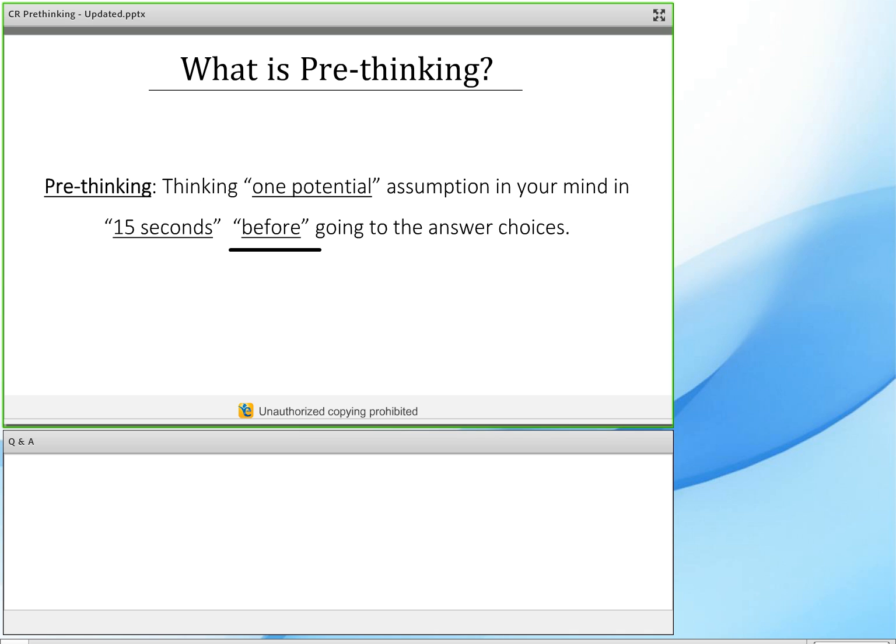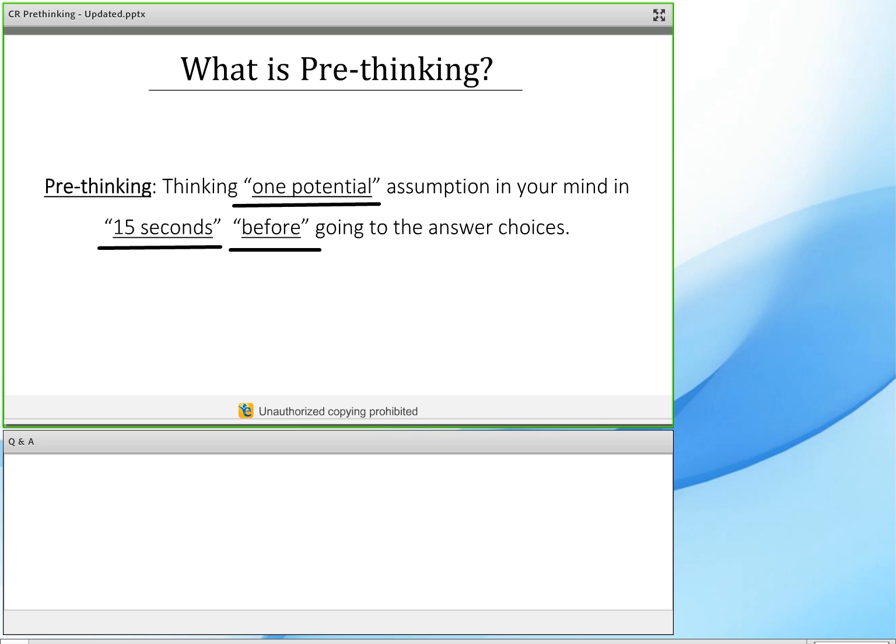throw pre-thinking out of the window. Why? Because the additional information provided in any answer choice will corrupt your mind. The second thing, we are only concerned about pre-thinking one potential assumption. Note, an argument can have multiple assumptions. We don't care about multiple assumptions. We only care about one potential assumption. And then the last piece, if you are a skilled pre-thinker, you'd be able to do this in 15 seconds.